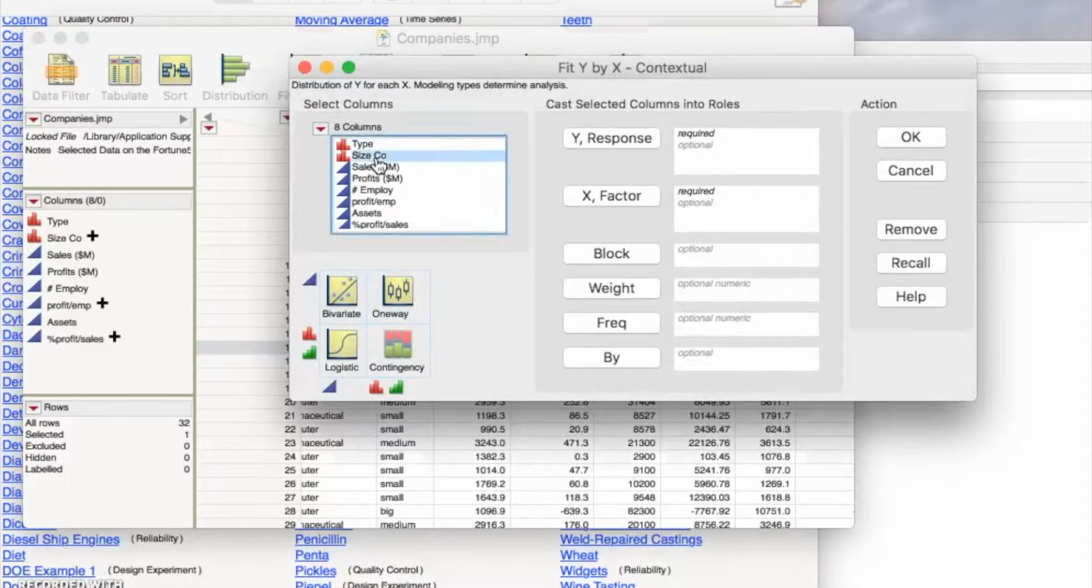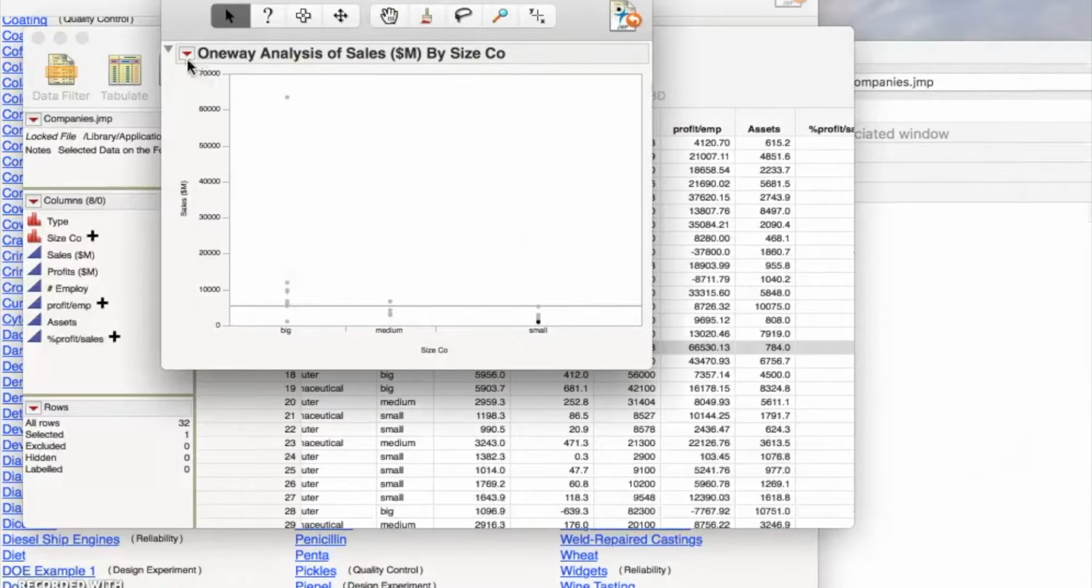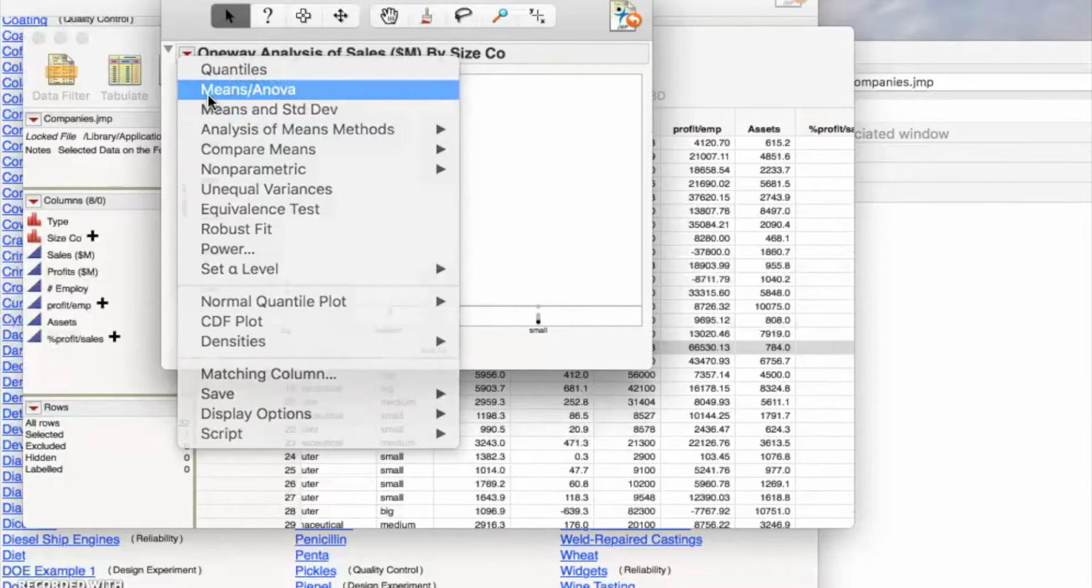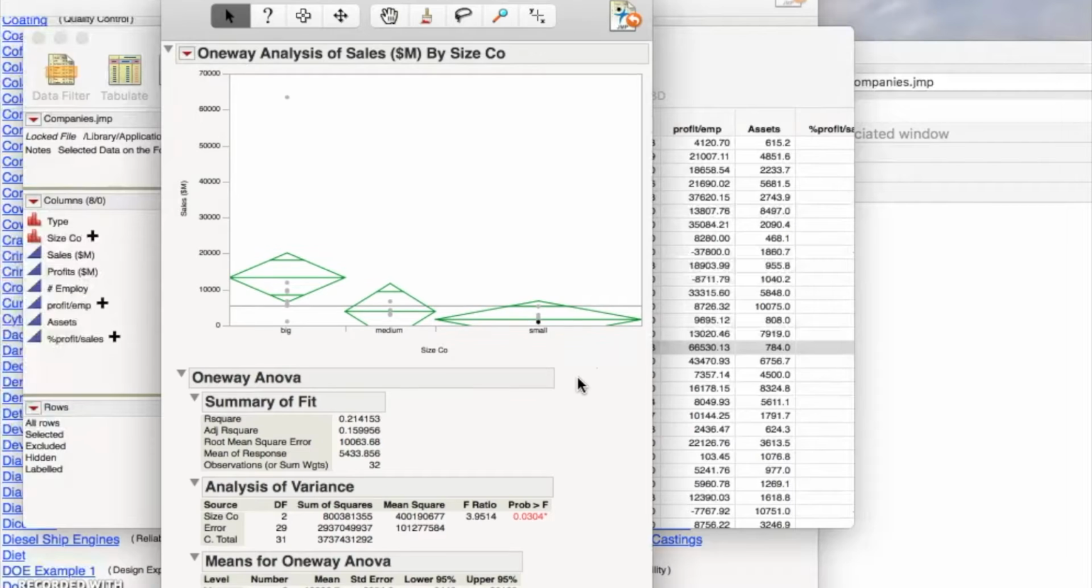By once again choosing Fit Y by X with a categorical variable and a continuous variable, we are able to perform an ANOVA test to determine the variance between each of the sizes of the companies.